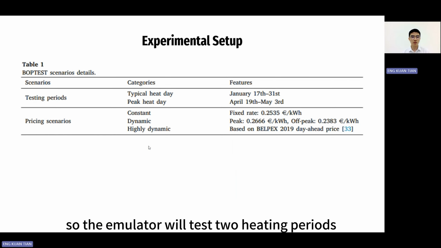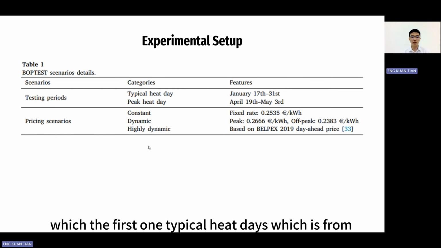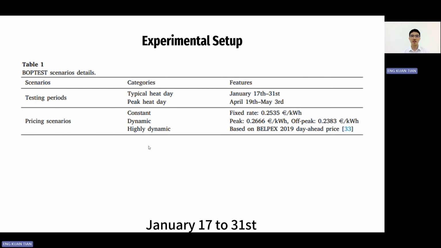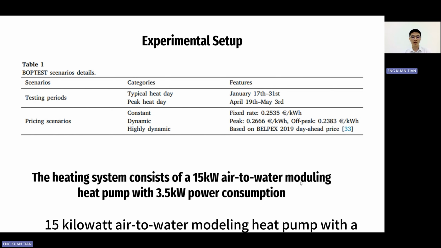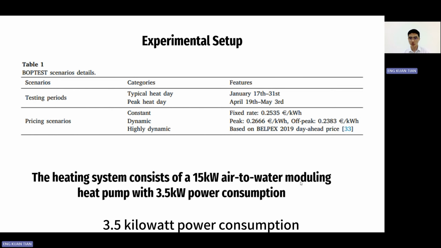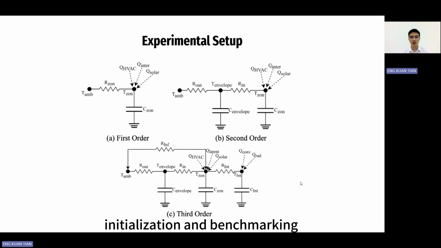The emulator will test 2 heating periods: the first one, typical heat days, is from January 17 to 31st, and the second one, peak heat days, is from April 19 to May 3rd. There will be 3 pricing schemes to be considered: constant, dynamic, and highly dynamic. The heating system consists of a 15 kilowatt air-to-water modulating heat pump with 3.5 kilowatt power consumption connected to a floor heating system. A PI controller is used for initialization and benchmarking.